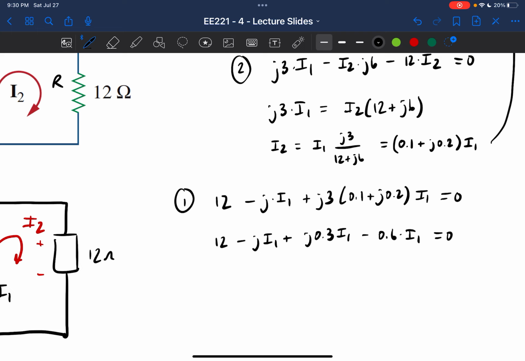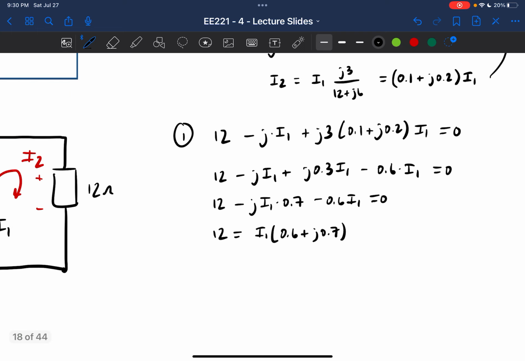Okay, so 12 minus j plus j 0.3. I should just stop skipping steps. That's what I should do. And that's going to give me a minus j I1 times 0.7. And then I get a minus 0.6 I1 equals 0. I can add those terms to the other side. I get I1 times 0.6 plus j 0.7. And now I1 should be 12 divided by 0.6 plus j 0.7.